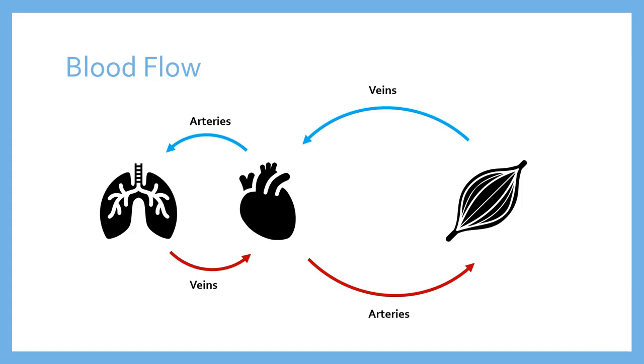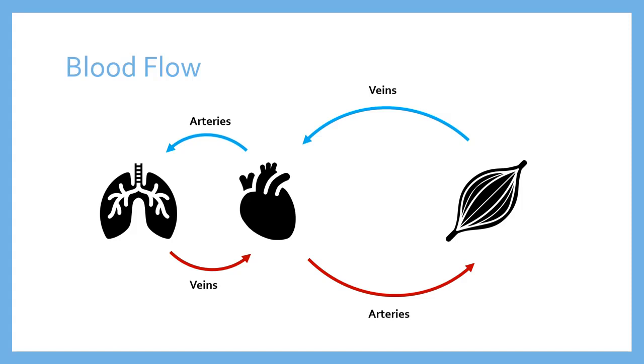The other vessels we're going to talk about in the next few slides help us to understand what happens when the arteries bring the blood to their target location. So in this case, when the arteries arrive at the lungs, how exactly does that blood come into contact with either the lungs or the muscle?